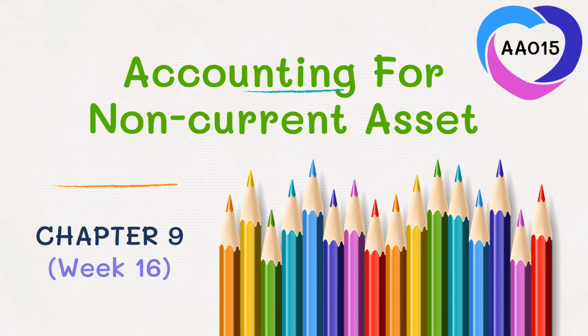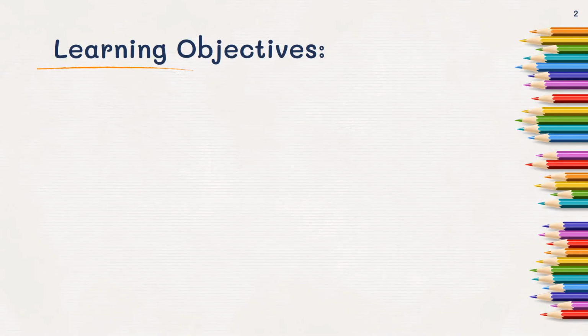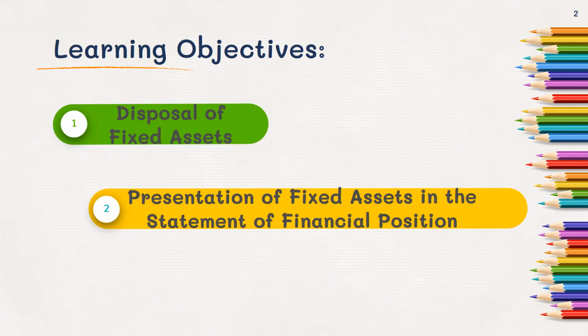Today we're going to continue our lecture on Chapter 9, Accounting for Non-Current Asset. For today's learning objectives, firstly, we're going to look at disposal of fixed assets. Second, we're going to look at how to do the presentation of fixed assets in the statement of financial position.